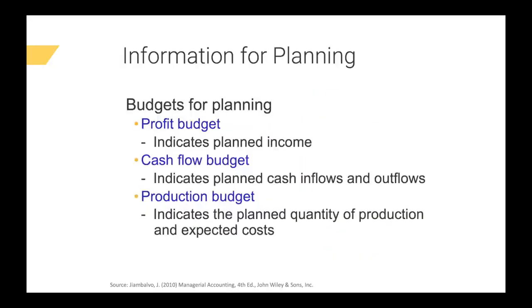Information for planning. Budgets for planning. There are 3 budgets that we will discuss that are used for planning. Profit budget indicates planned income. Cash flow budget indicates planned cash inflows and outflows. Production budget indicates the planned quantity of production and expected cost.